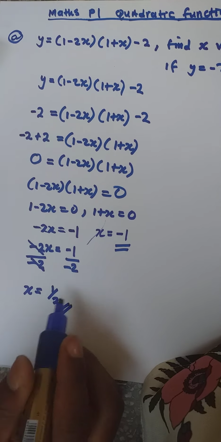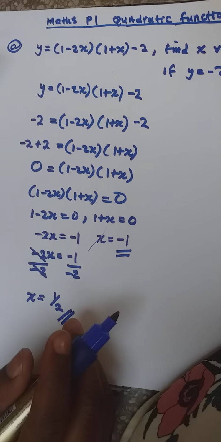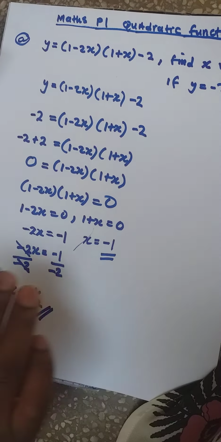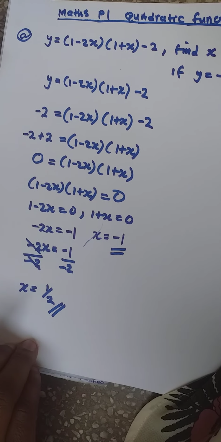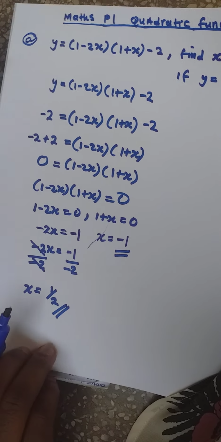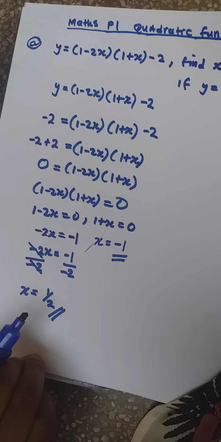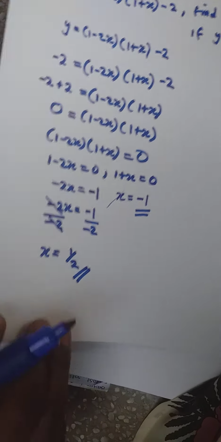So this is the second solution. This is how it was supposed to be solved. This is the solution for part A of the 2017 question on quadratic functions. So let's look at the solution for part B.